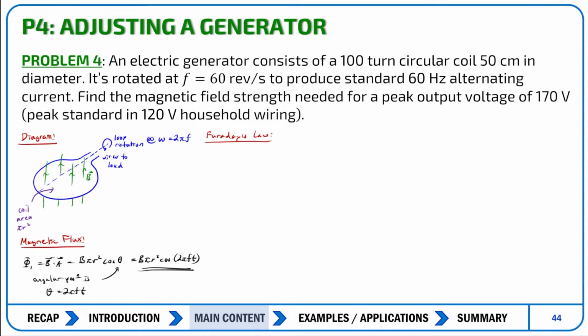So taking this, we can move it into Faraday's law. With Faraday's law, we have epsilon equals negative d phi B over dt. But keep in mind, this magnetic flux here is the total magnetic flux that's changing. We have to figure out the total magnetic flux, not just the flux through one loop or one turn. So we have to say this is going to be equal to 100 turns of just one flux.